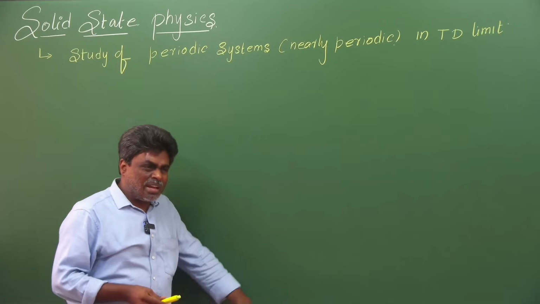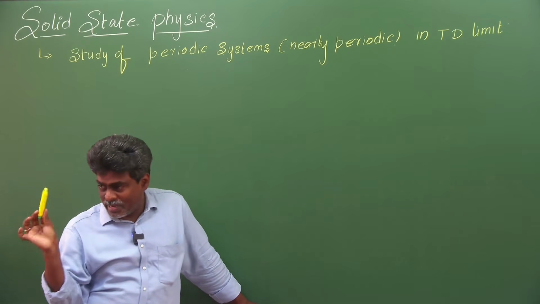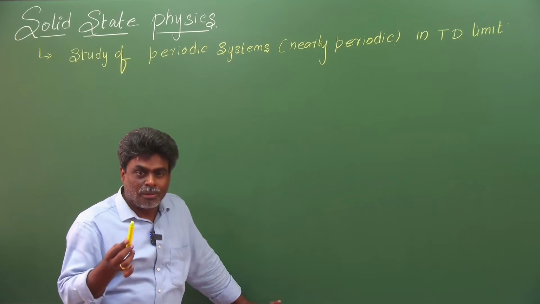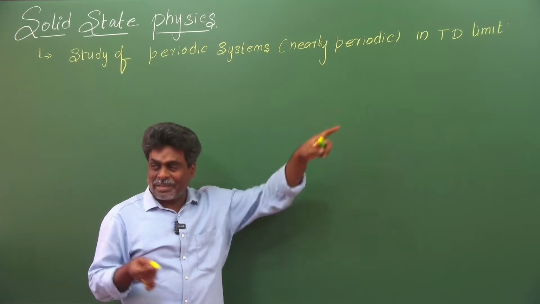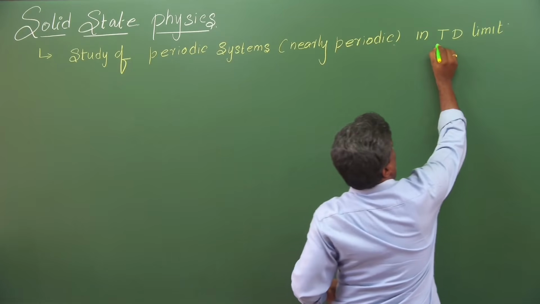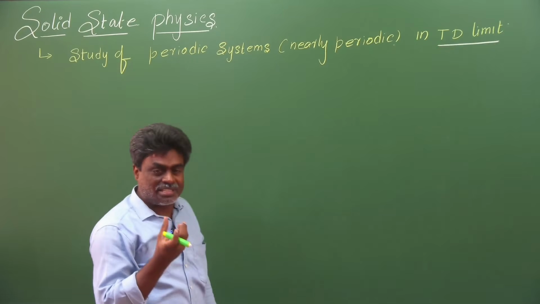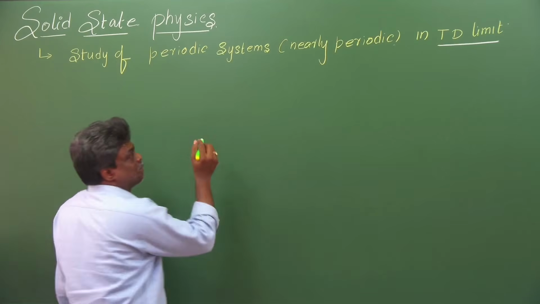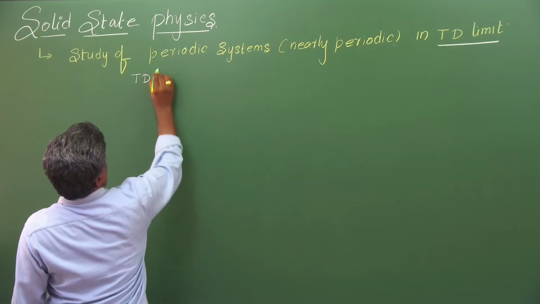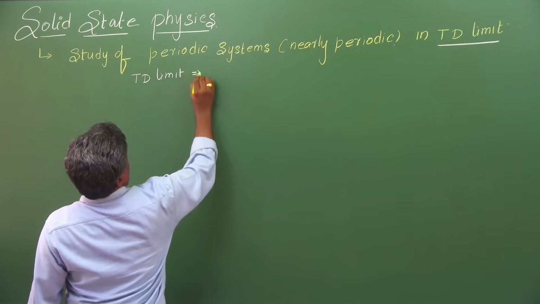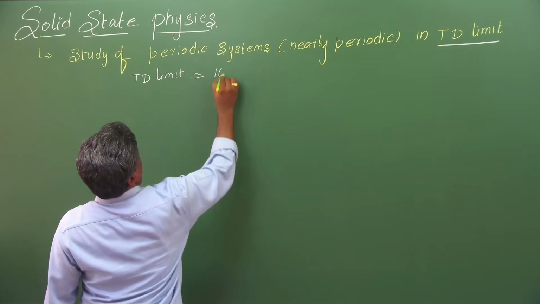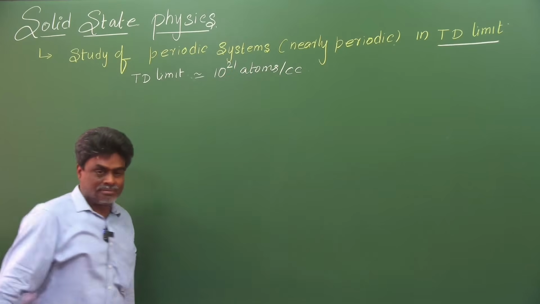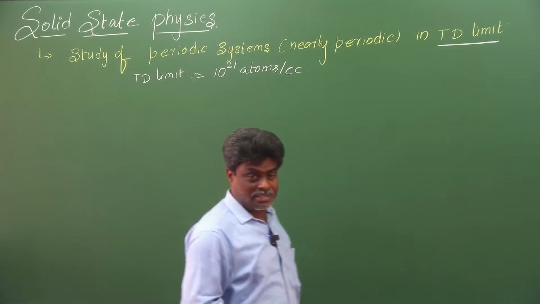What is this thermodynamic limit? For example, if you consider this material, can you say how many atoms are there? No. You can say that is the thermodynamic limit. Thermodynamic limit will say how many atoms or molecules exist per cc. That is called the thermodynamic limit. Okay. So what is this thermodynamic limit? The thermodynamic limit means this is nearly around 10 to the power of 21 atoms per cc.